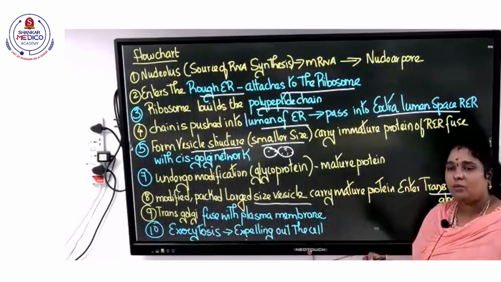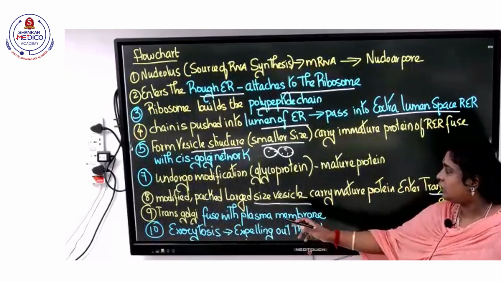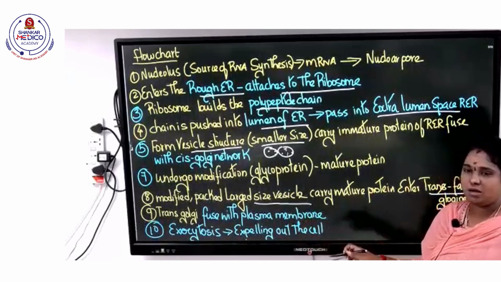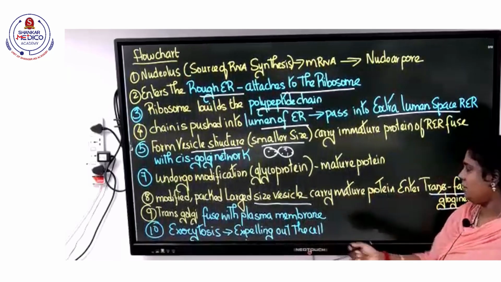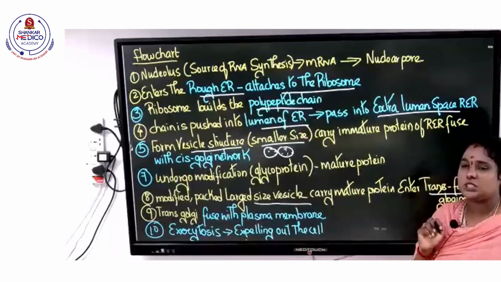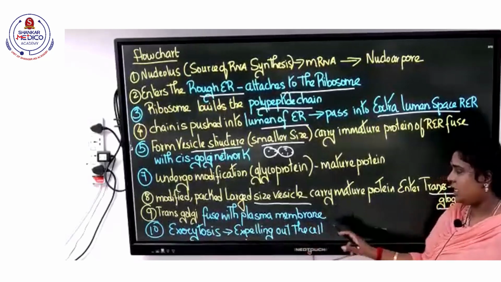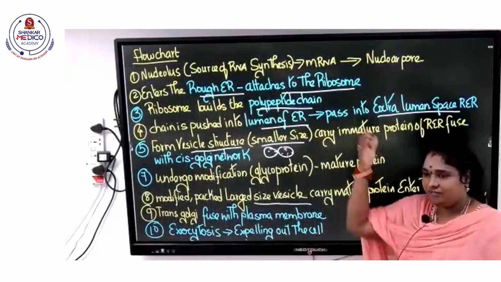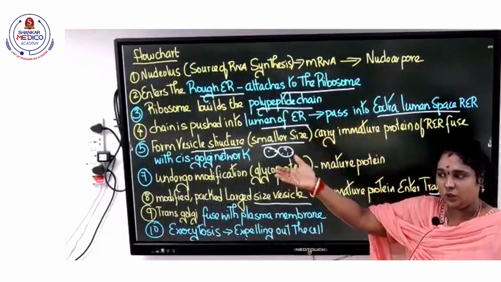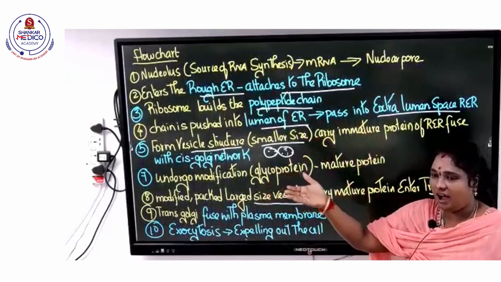Now what will happen? Once they enter the trans phase, the Golgi will fuse with the plasma membrane. And they undergo exocytosis, which is expelling out of the cell. So what was the first point? First, it enters the nucleolus via RNA.